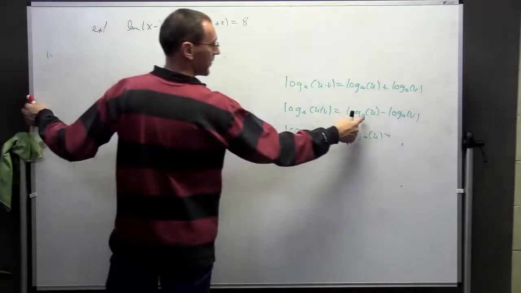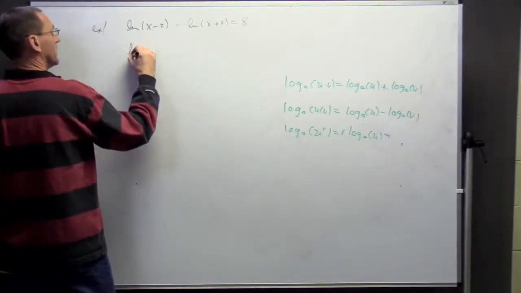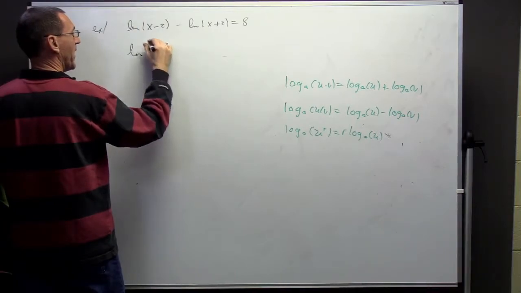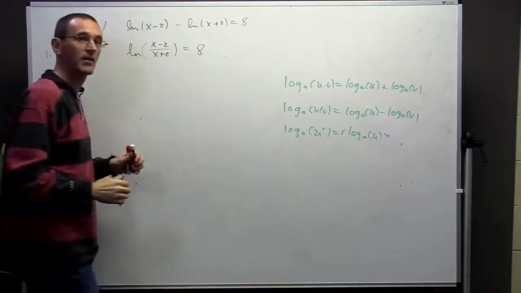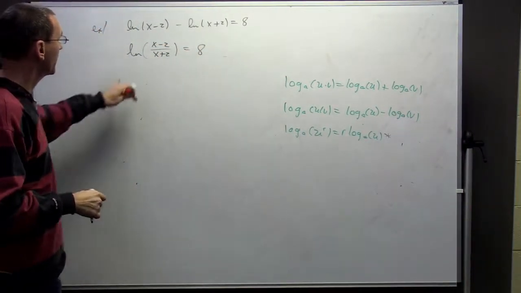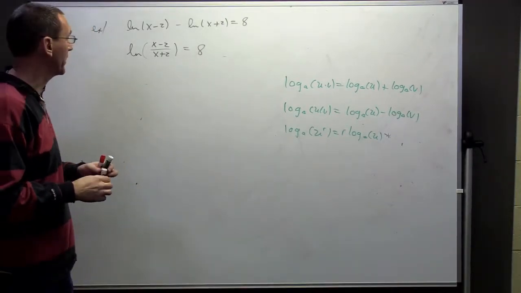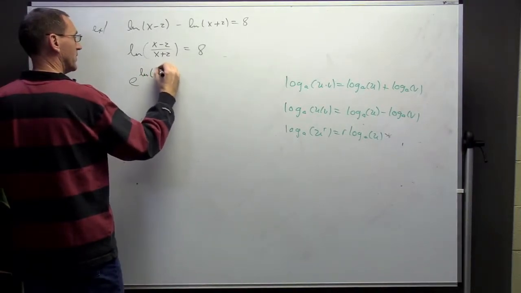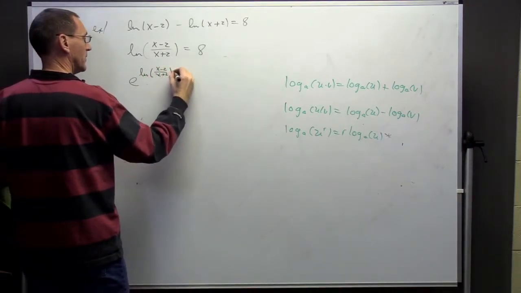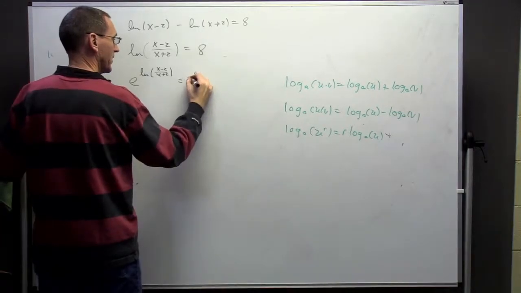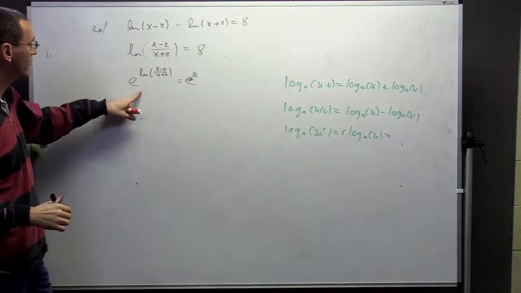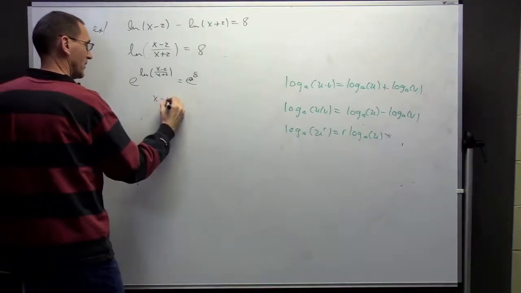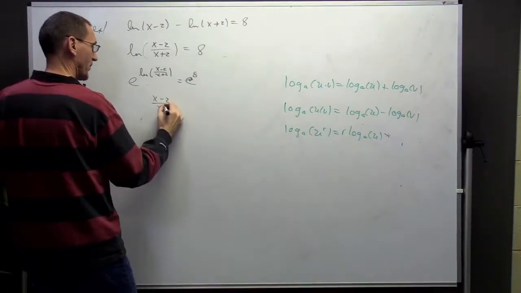So log of something minus log of something is the same thing as this first thing divided by that. And now I've got log of something equals something. Now I want to get rid of that, so I'm just going to take the exponential of both sides. So e to the 8. I know I can do this because these are inverses. If I compose these inverses, e to the log of something is just the something.